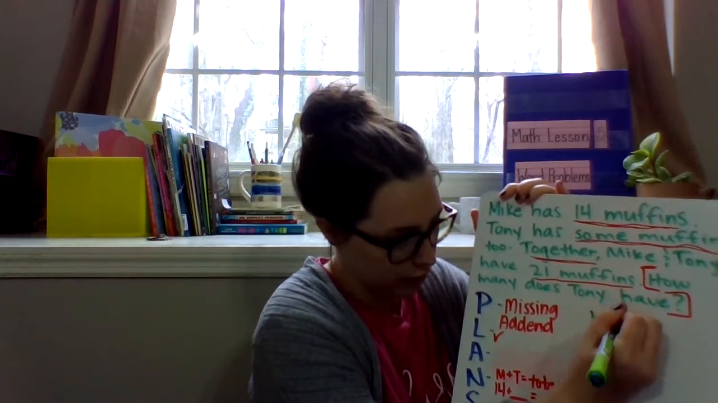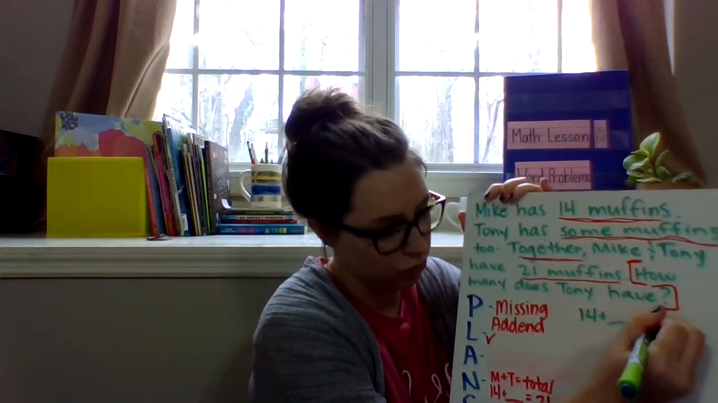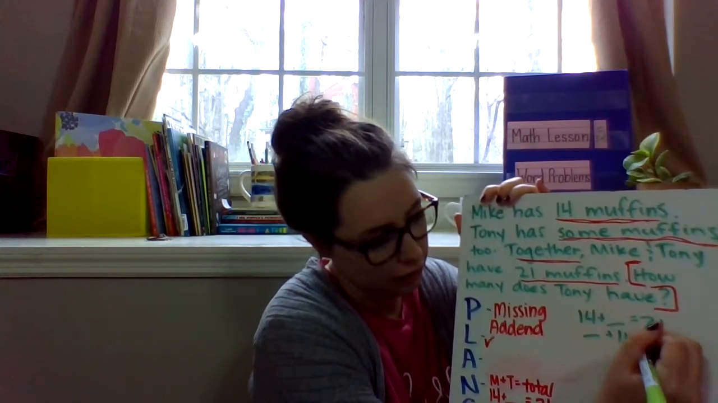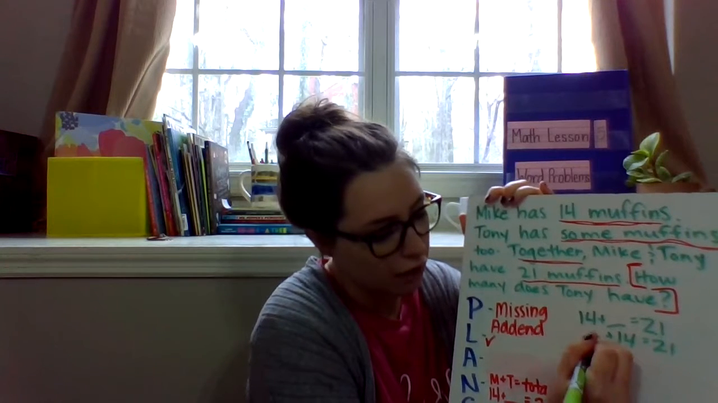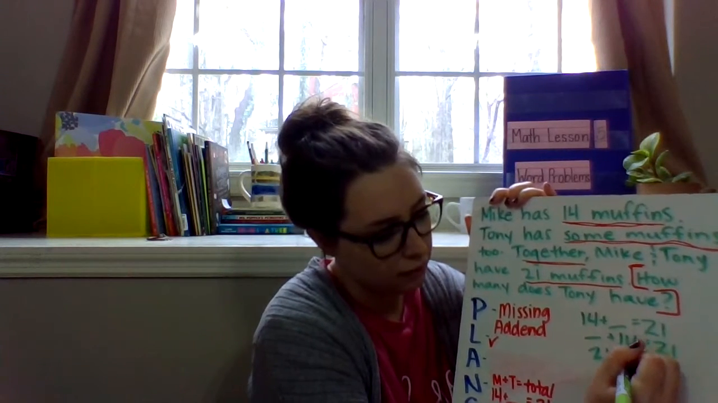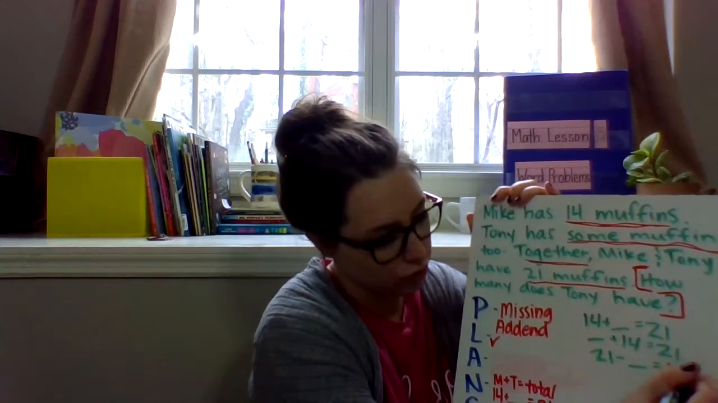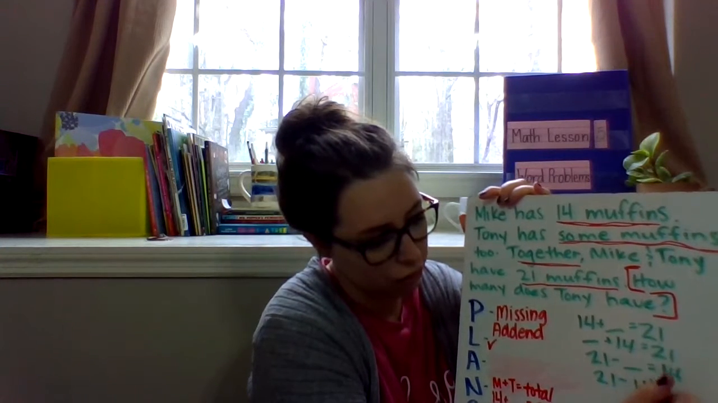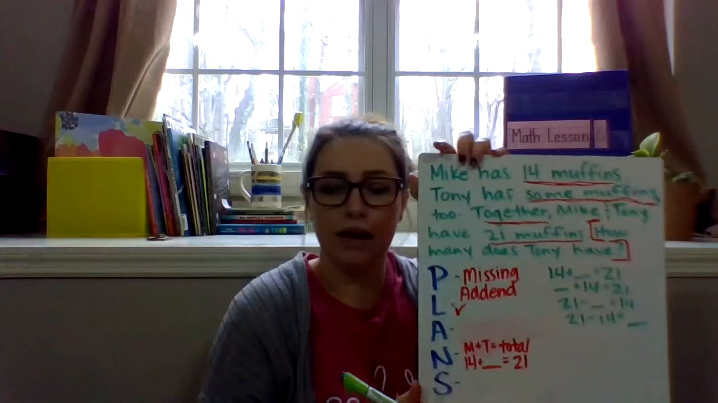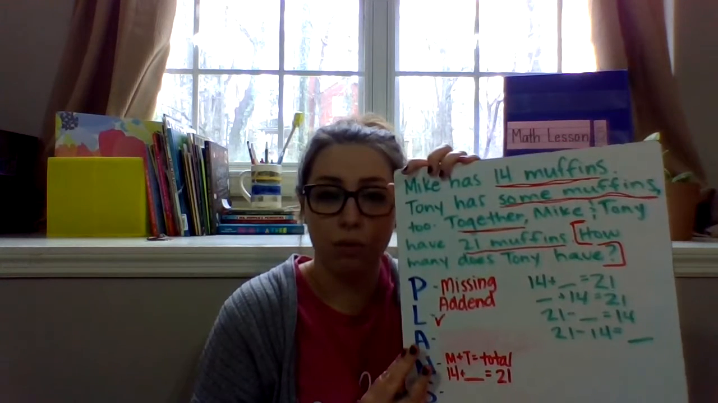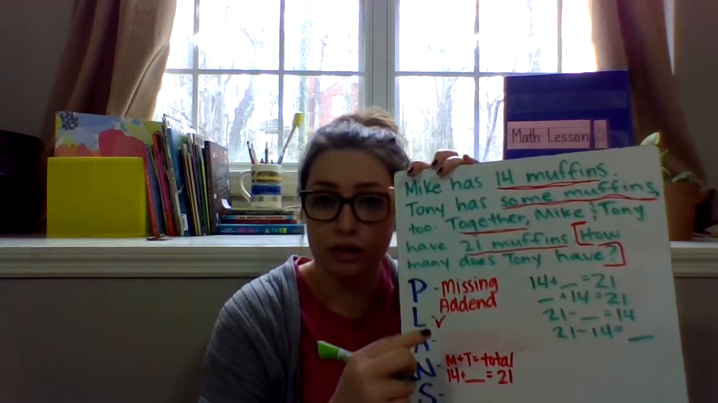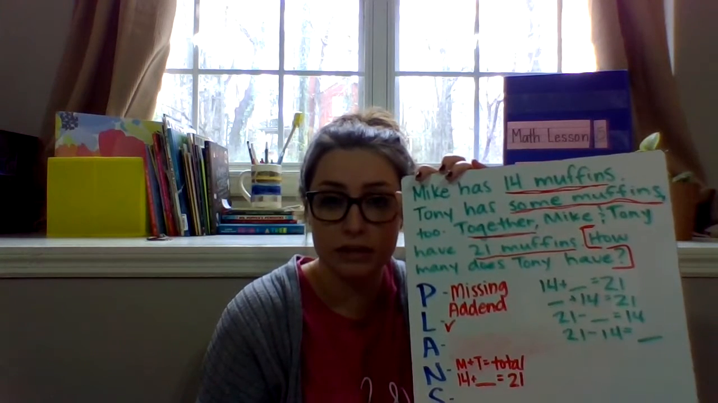Okay, so this is my first one that I have. I know that 14 plus something equals 21. I know that something plus 14 equals 21. I know that 21 minus something equals 14. I know that 21 minus 14 equals something. Okay, now which equation is going to work for me best? Which equation should I use to help me find this missing addend?